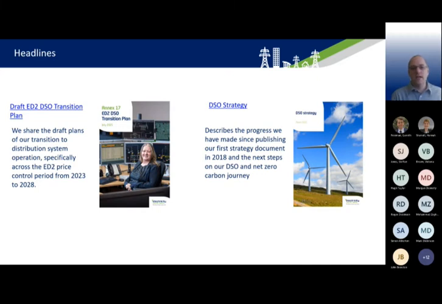So far this year, we have updated our DSO. We've published a DSO transition plan for ED2, which is our draft ED2 transition plan. That's available on the website and gives you an idea of what we're planning to do within the 5-year period between 2023 and 2028. It is draft. The final version will be published in December of this year, and that will be going to Ofgem to review to determine what funding we have available to us for that period. But it does give quite a good context of what we're thinking of doing within the ED2 period.